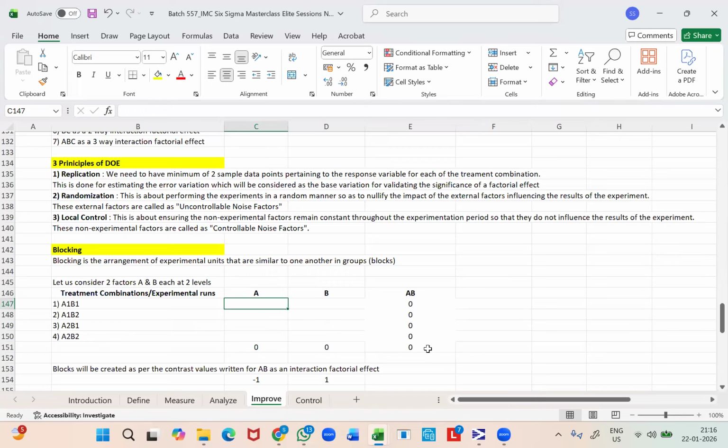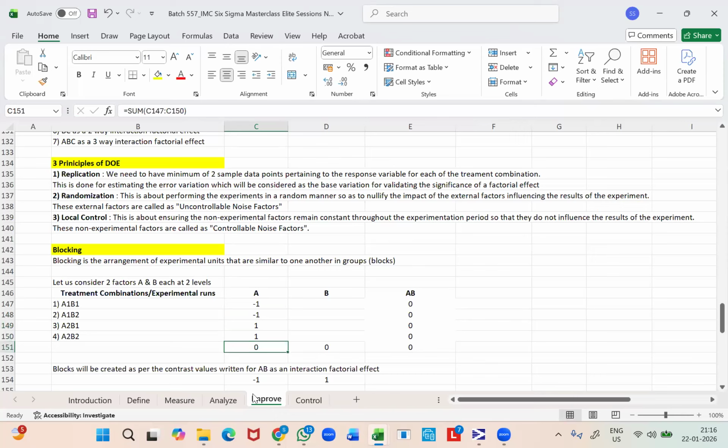Now, for the first treatment combination, I'm writing the contrast values for factorial effect A. If you look at factor A, it is at level 1, so I need to give the contrast value as minus 1. The second treatment combination, again, A is at level 1. So what will be the contrast value? Again, it will be minus 1. Third treatment combination, A at level 2, so it will be plus 1. And fourth treatment combination, A at level 2, it will again be plus 1.